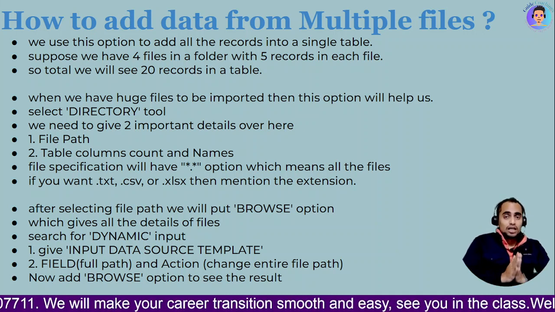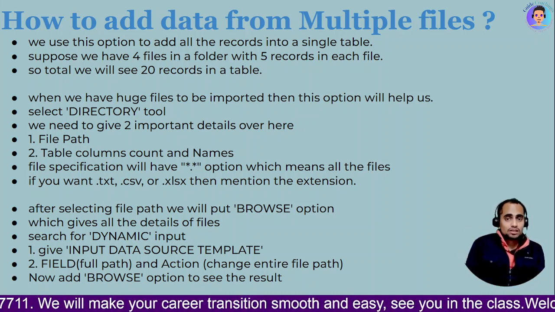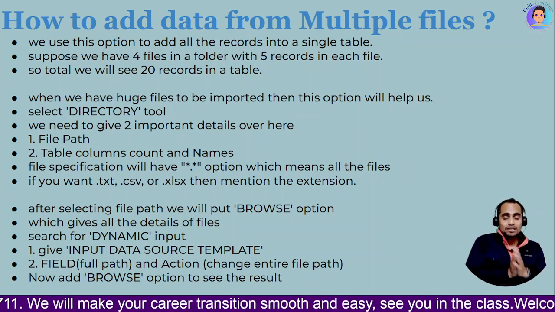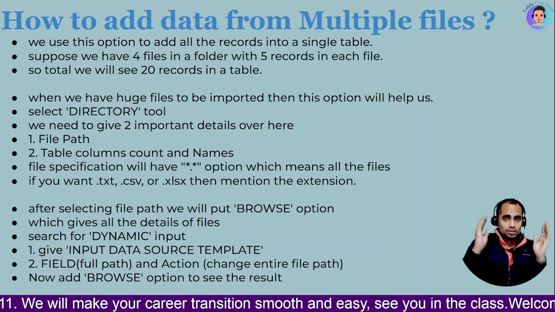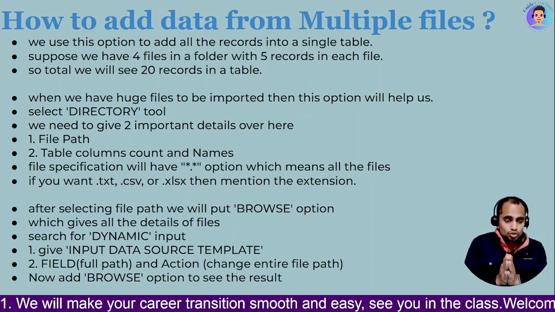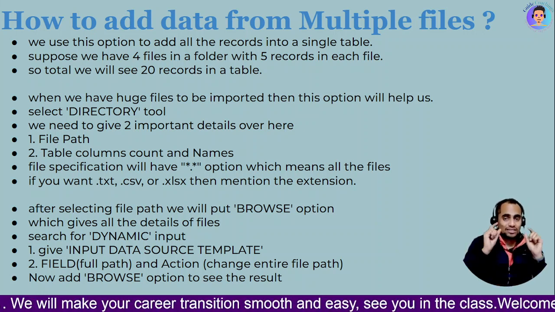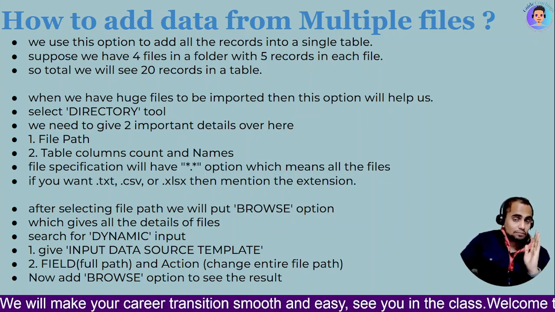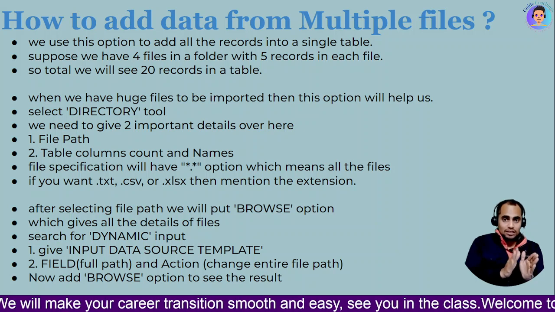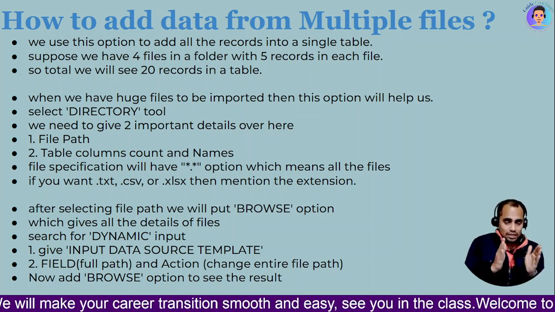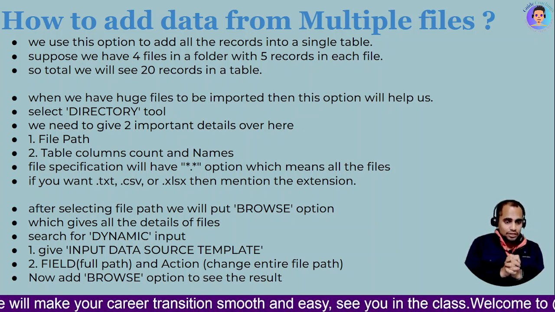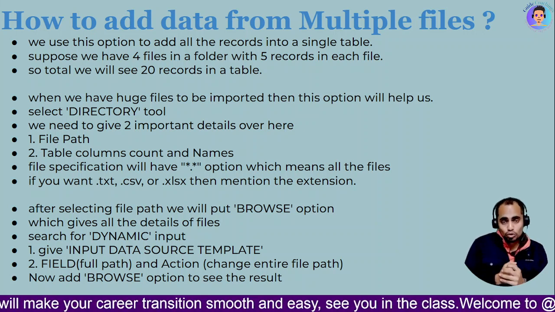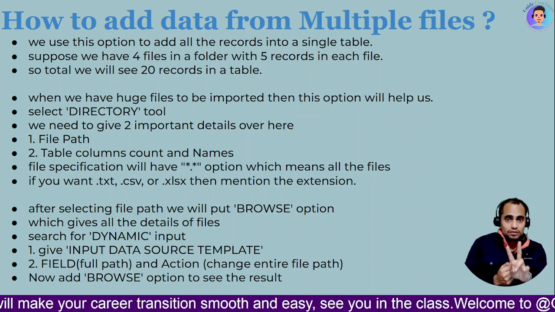When we have a huge file, where will we use this option? When we have a huge file and we want to connect all the files, this option will help us do that. We will click on the directory. Okay, the directory option is used for folders, keep in mind, directory. That is why I have kept it in capitals. Now while you are connecting the directory, there are two more factors which you need to keep in mind.